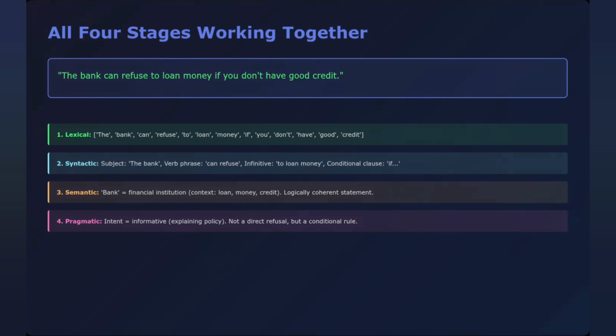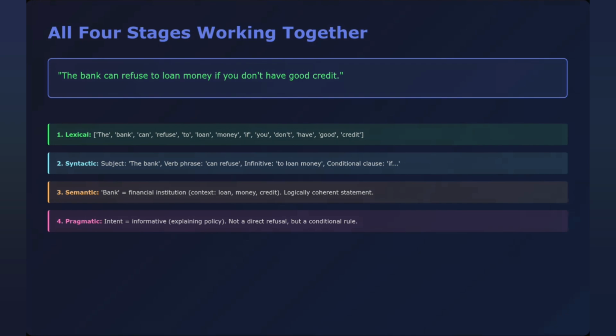Stage 3, semantic. Bank means financial institution, not riverbank, because of context words like loan, money, credit. The sentence makes logical sense. Stage 4, pragmatic. This is explaining a banking policy. The intent is informative, not a direct refusal. It's describing a conditional situation.